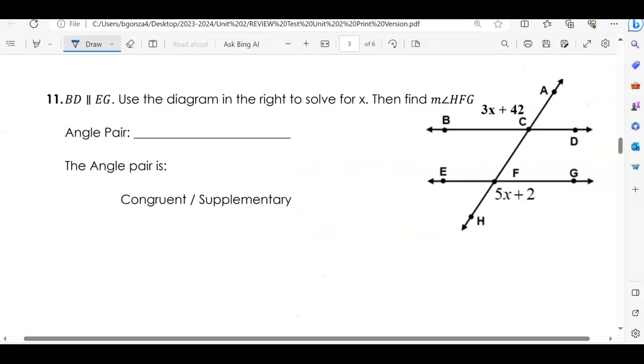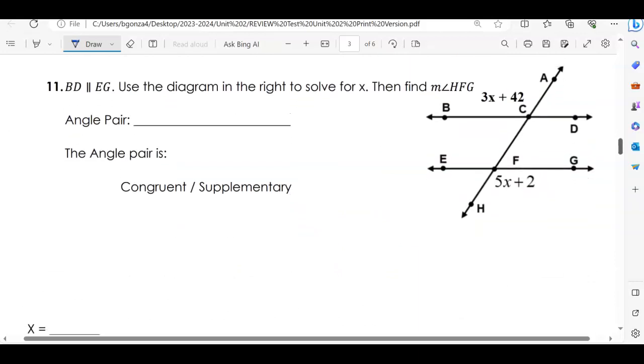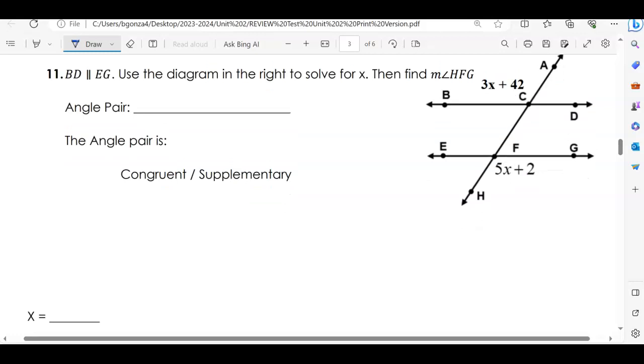Alrighty then. What about 11? So we want to use that diagram, find HFG. First, the angle pair. So this is an obtuse angle. This is an obtuse angle. If you follow the zigzag, they match and they're in the same zigzag. They're going to end up being congruent.